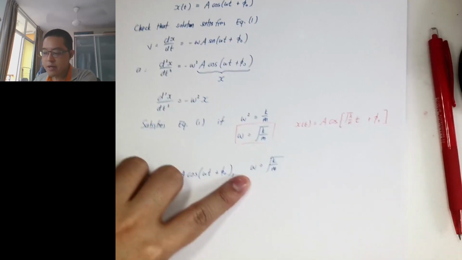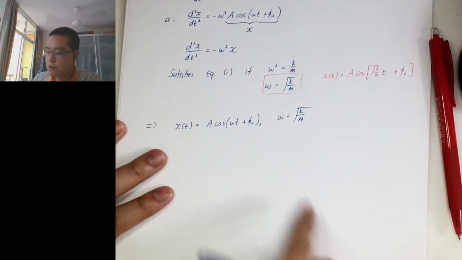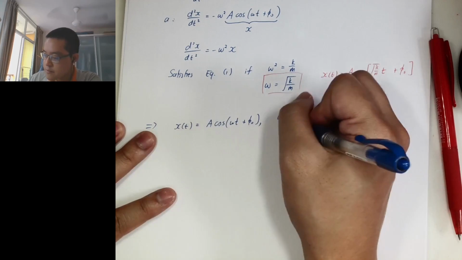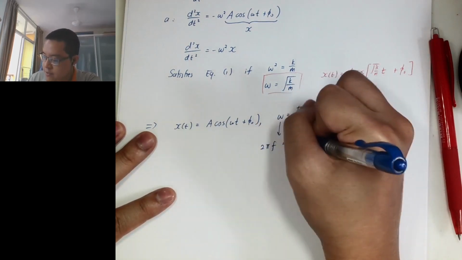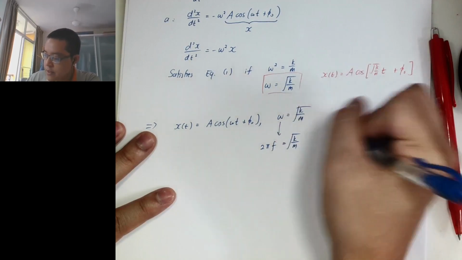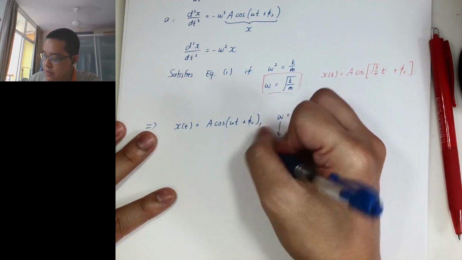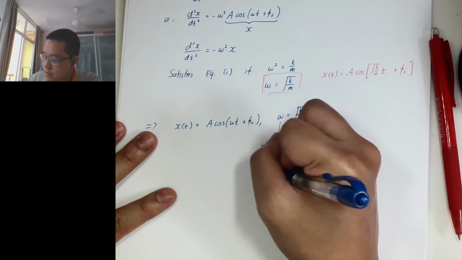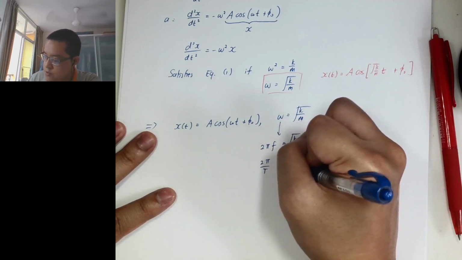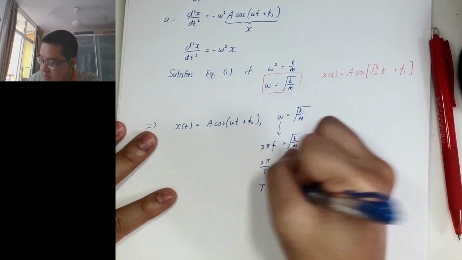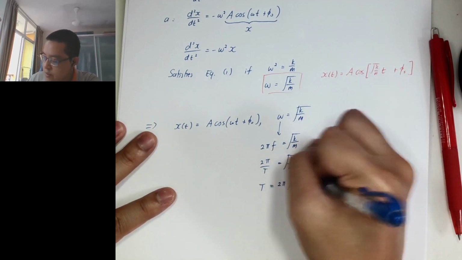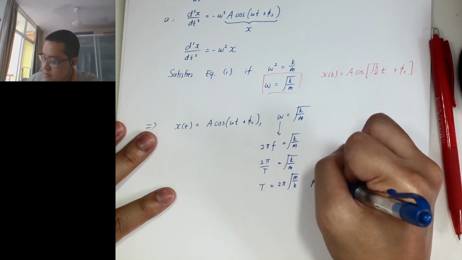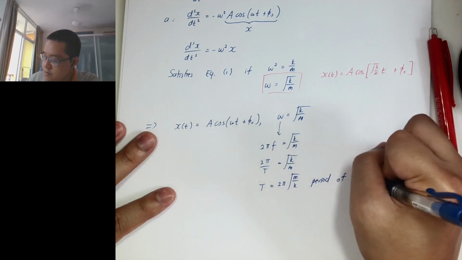Now remember, what we are saying is that omega is 2 pi f, so I got 2 pi f is equal to the square root of k over m. From here we can also get T, so 2 pi over T is equal to the square root of k over m, and we get the period of spring harmonic motion. T is 2 pi times the square root of m over k. So this is the period of oscillation.